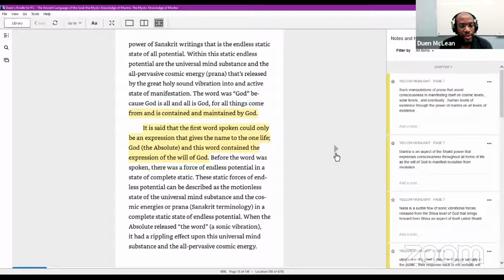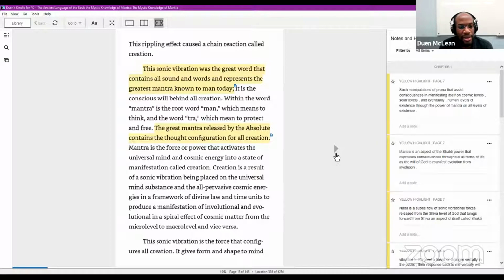Before the word was spoken, there was a force of endless potential in a state of complete static. These static forces of endless potential can be described as the motionless state of the universal mind substance and the cosmic energies of prana, Sanskrit terminology, in a complete static state of endless potential. When the Absolute released the word, a sonic vibration, it had a rippling effect upon this universal mind substance and the all-pervasive cosmic energy. This rippling effect caused a chain reaction called creation. The sonic vibration was the great word that contains all sound and words and represents the greatest mantra known to man today. It is the conscious will behind all creation.